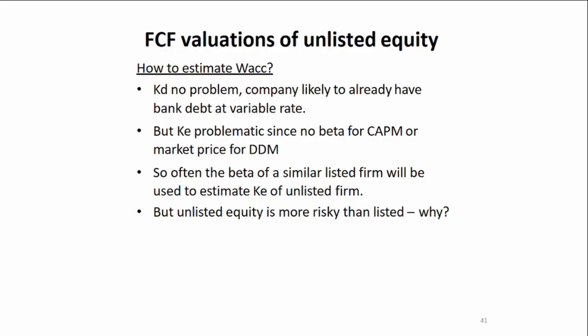If we think about the cost of debt, can we determine the cost of debt for an unlisted company? Yes, usually we can. The company is already likely to have bank debt at a variable rate. So we can determine the cost of debt by looking at any debt the company has from the bank and by using the variable rate of that debt. So it is not difficult to determine the cost of debt in this case.